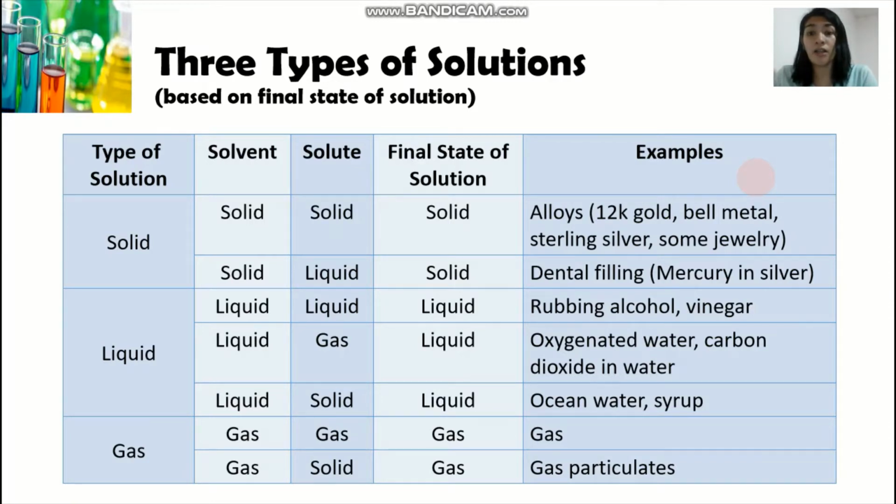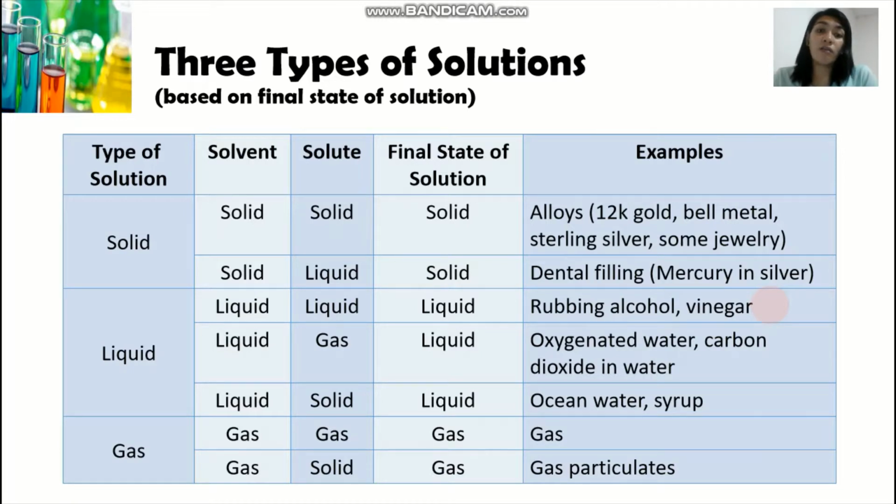For solid and liquid, the final state is solid. An example is dental filling, which is actually mercury and silver. Now, for liquid solutions, we first have liquid and liquid. The final state of these is liquid. Examples of liquid and liquid are rubbing alcohol and vinegar.